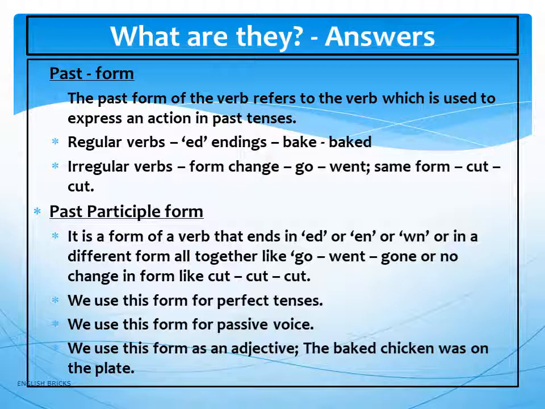Alright. But remember, where do we use that? We use this form for perfect tenses, we use this form for passive voice, we use this form as an adjective. For example, the baked chicken was on the plate. Now, baked is also past, baked is also past participle form, and this is for regular verbs. Alright, is that clear? What are these perfect tenses and passive voice? We'll discuss them at a later time, but for now, a perfect tense and a passive voice is where we use the past participle form of the verb. Clear, guys? Good to go? Alright, wonderful.